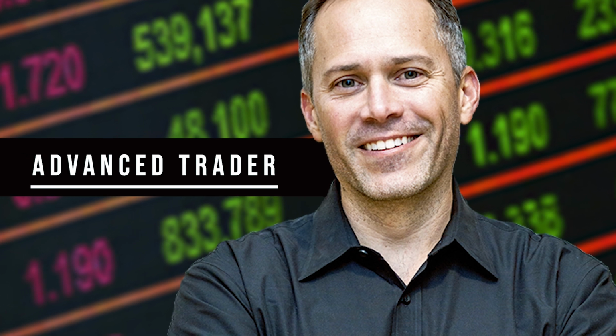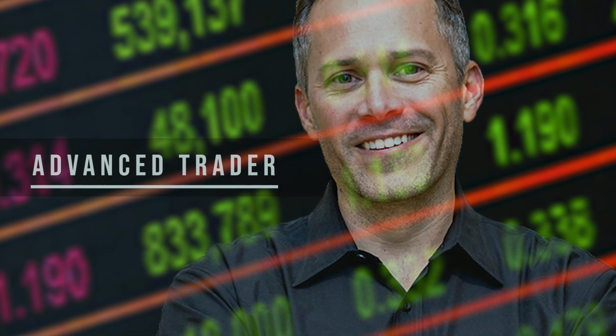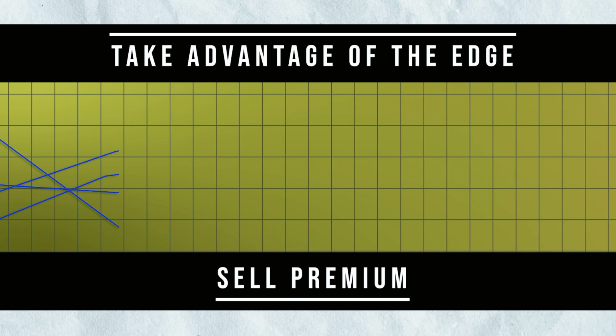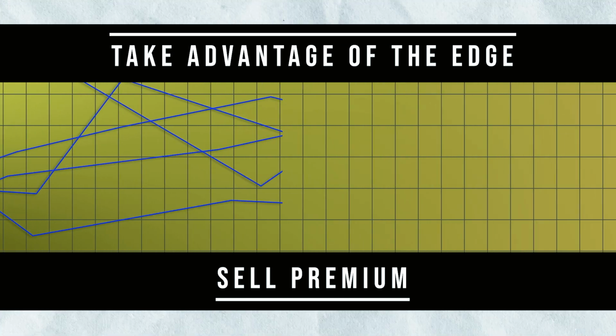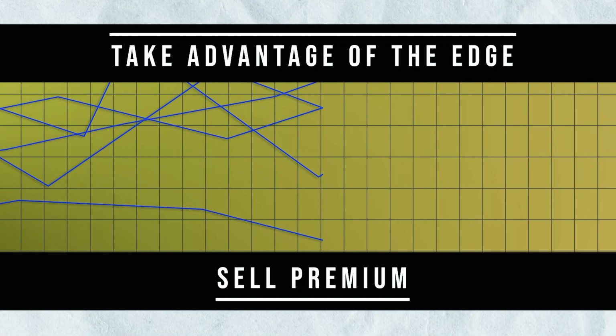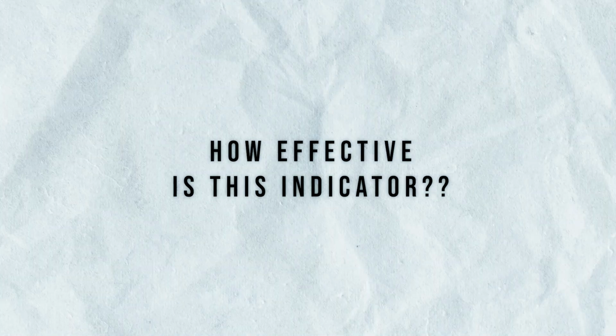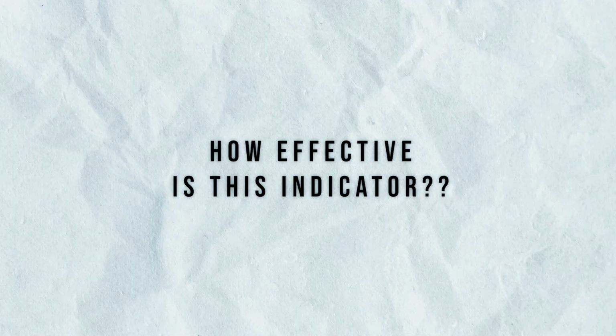Now, choosing a trade structure is what John does, and this is what makes him a more advanced trader, in my opinion. My take on this is that he should take advantage of the edge when using options and sell premium. So my next question was, how effective is this indicator?